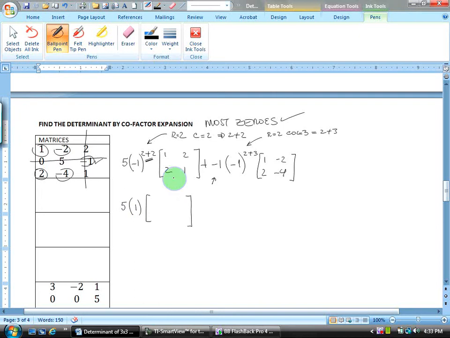Okay, now how do I find the determinant of this submatrix? It's just a 2 by 2. So the determinant is, go down, multiply, 1 times 1 is 1. Minus, multiply upwards, 2 times 2 is 4. Okay, now let's see what happens here before we put any sign here.